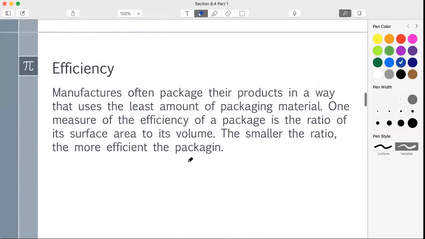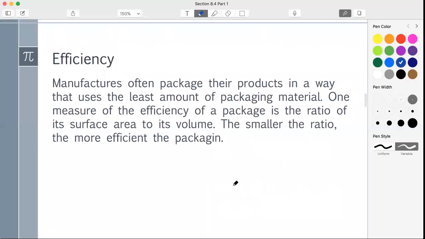Now, when are you possibly going to use this? Well, in business, you might want to measure efficiency. So manufacturers often package their products in a way that uses the least amount of packaging material. One measure of the efficiency of the package is called the ratio of its surface area to its volume. The smaller the ratio, the more efficient the packaging. I misspelled that. My bad, but it's all right. So for efficiency, we're going to take the ratio of the surface area to the volume, okay? The smaller that ratio, the more efficient.